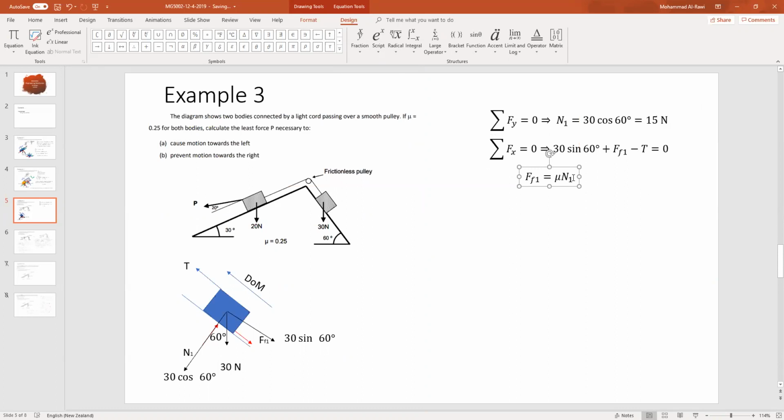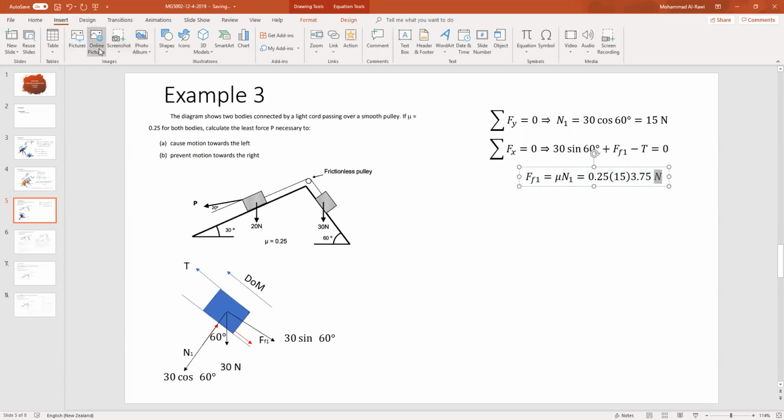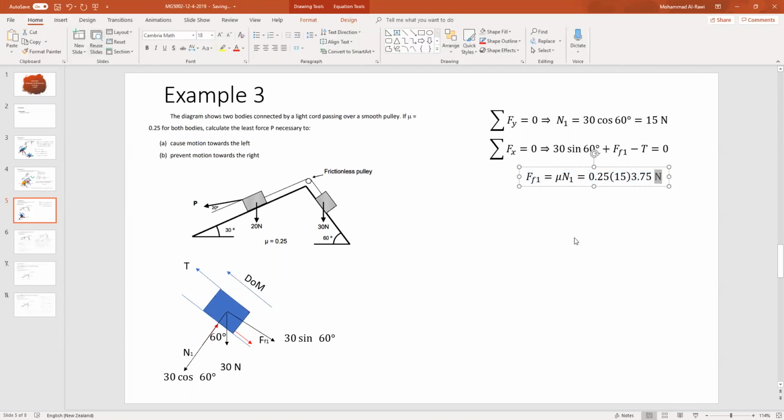We put this equation here, and at the same time we substitute. So the mu, as given for both of them, is 0.25, times the normal force, which is 15. If you use your calculator, you find the friction force here. I'll use my calculator: 15 times 0.25 is 3.75 newtons. That's really very easy and straightforward.